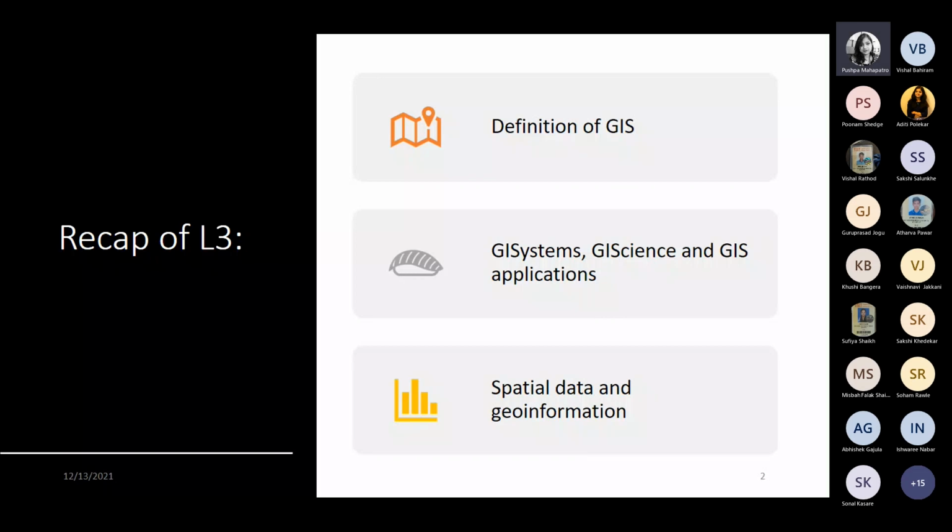Yes, I have asked you one simple question: QGIS, can we call it a GIS system? Yes. Why or why not? Yes or no, or why not? Can anyone answer?